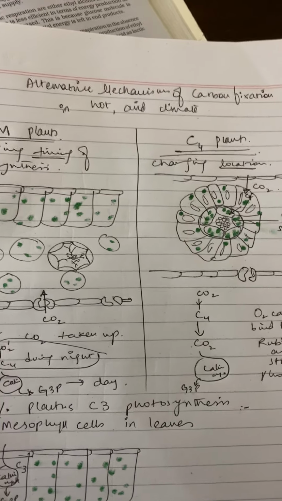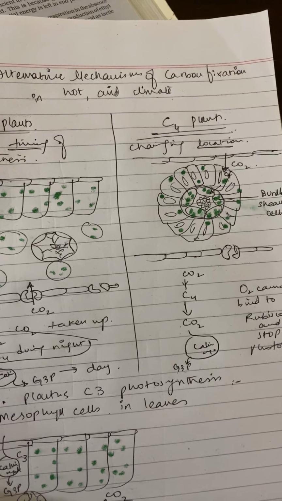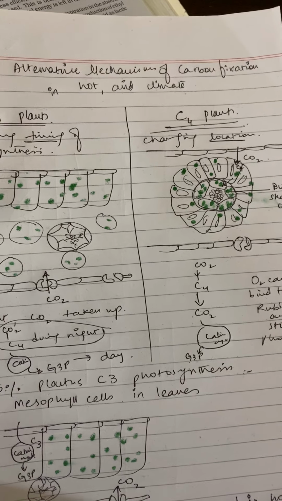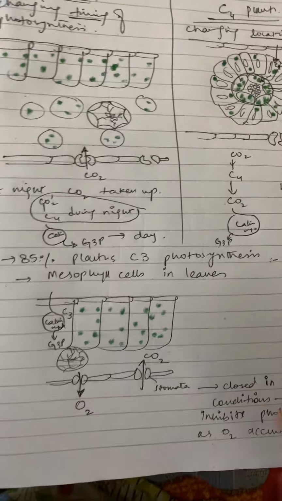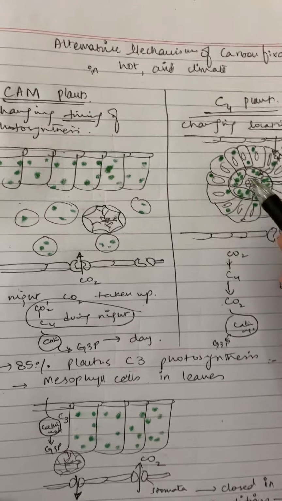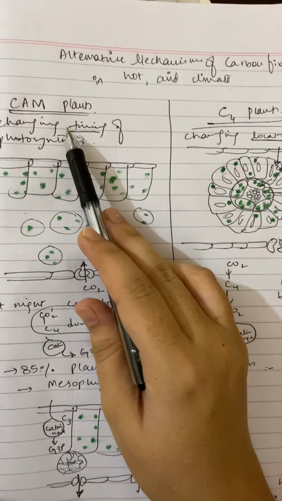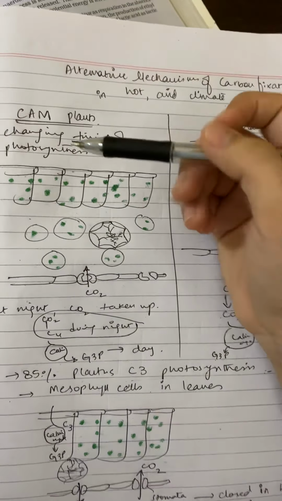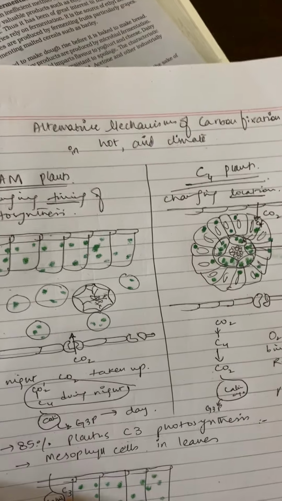So today we're going to be talking about the different pathways that plants undergo for photosynthesis. There are basically three photosynthesis pathways. Number one is the C3 pathway, C3 photosynthesis. Number two is C4 photosynthesis, and number three is CAM photosynthesis, where CAM stands for crassulacean acid metabolism cycle.